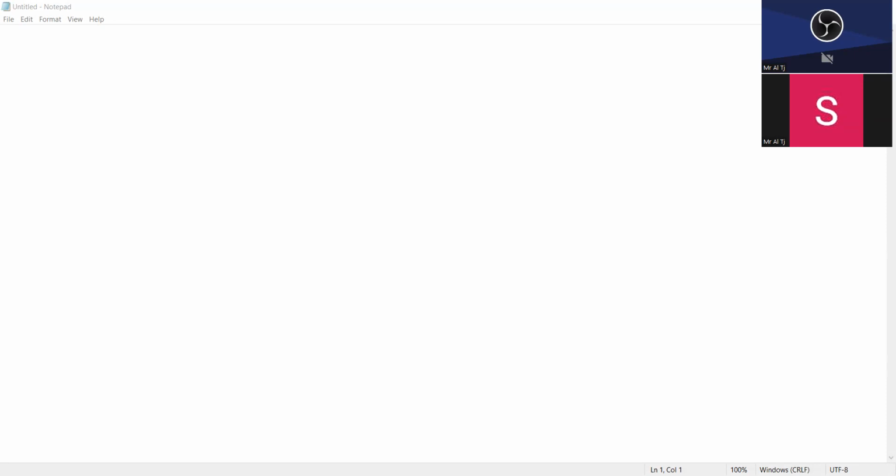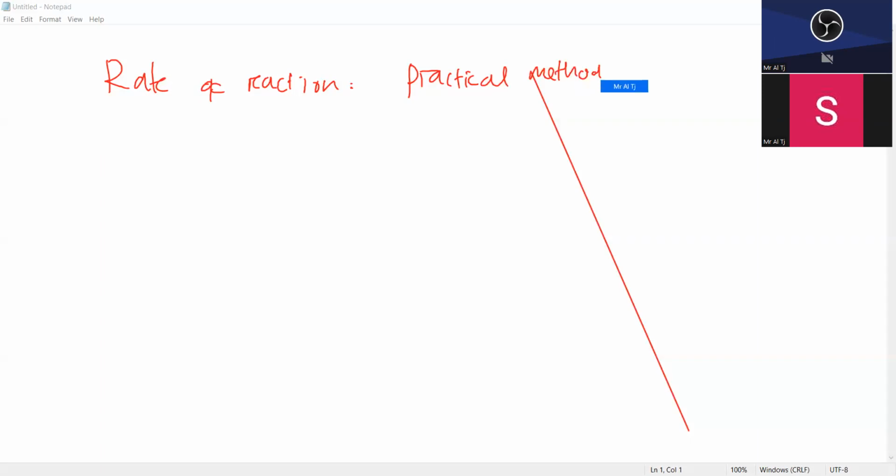Still in the rate of reaction concept today, but now we're going to talk more into investigating the rate. So, the practical methods of investigating rate.